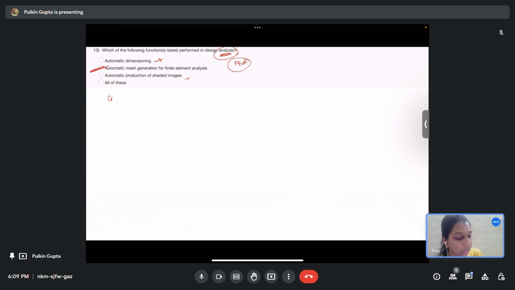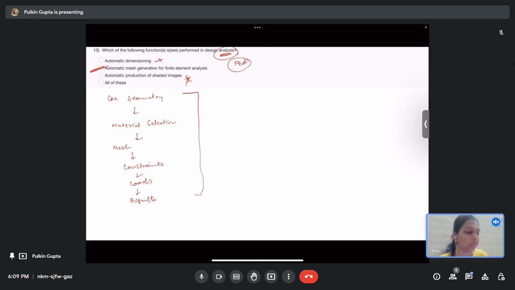So CAD geometry, then material selection, then you have mesh, constraints, then loads, and then results. So here you have nothing related to dimensions or production of shaded images. It is about mesh generation. So these were the questions for today.